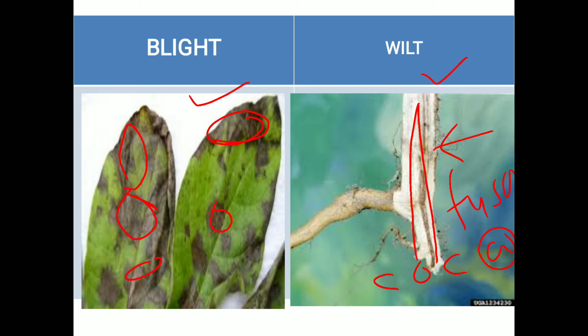First one is due to the extreme scarcity of water, and second one due to the attack of a pathogen called Fusarium. As we know, Fusarium is a soil-borne disease. When Fusarium attacks the roots, it blocks the xylem and phloem vessels. As we know, xylem is water conducting tissue and phloem is food conducting tissue.